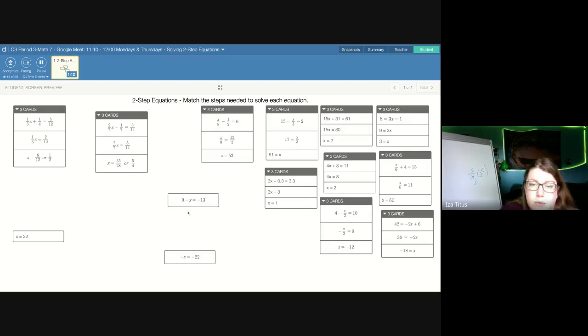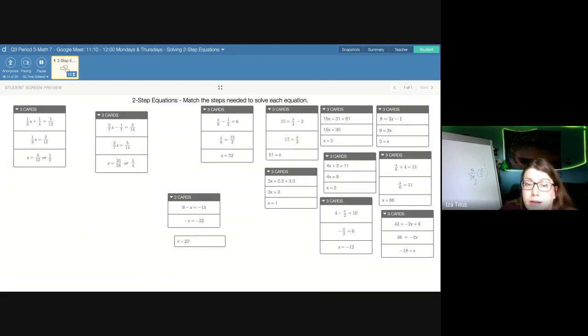And last one, this looks like a 1-step, but it's a 2-step, because when we subtract 9 from both sides, we'll get negative x equals negative 22. Then we divide both sides, or multiply both sides by negative 1 to get x equals 22. So mine are all sorted and in order. So it might be easiest to just keep going on your own instead of just trying to copy all mine, but hopefully it helps you get in the habit of seeing the rewritten equation each step in order to solve it.